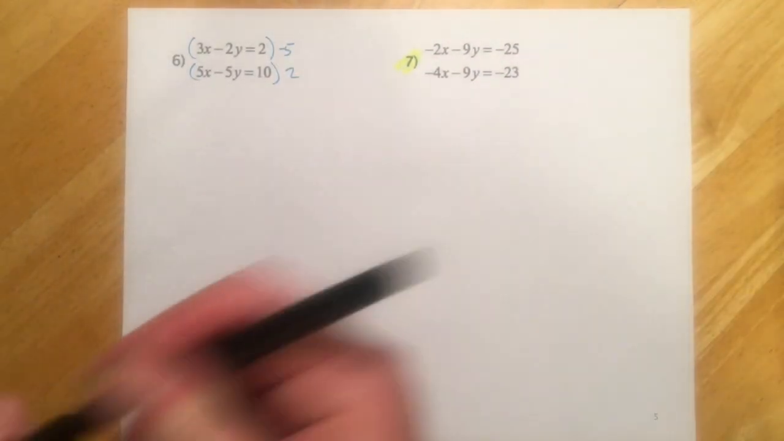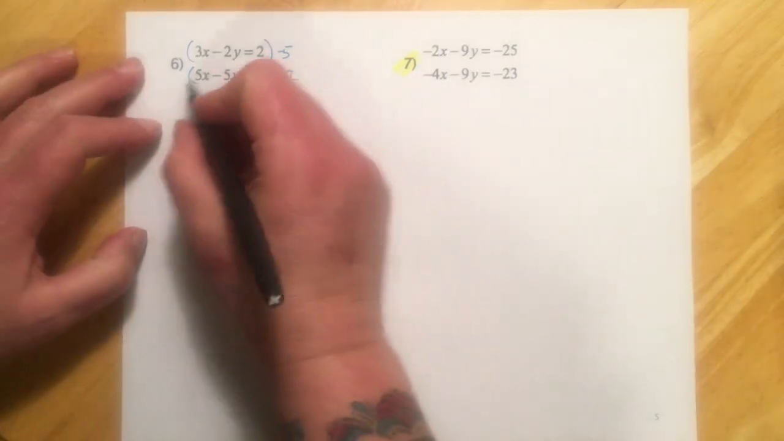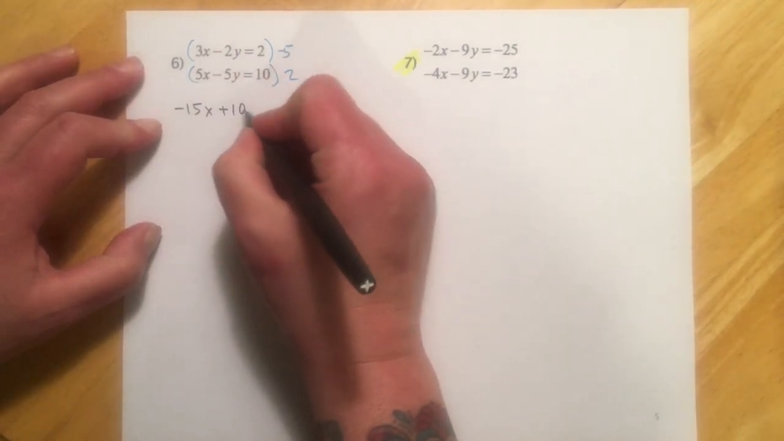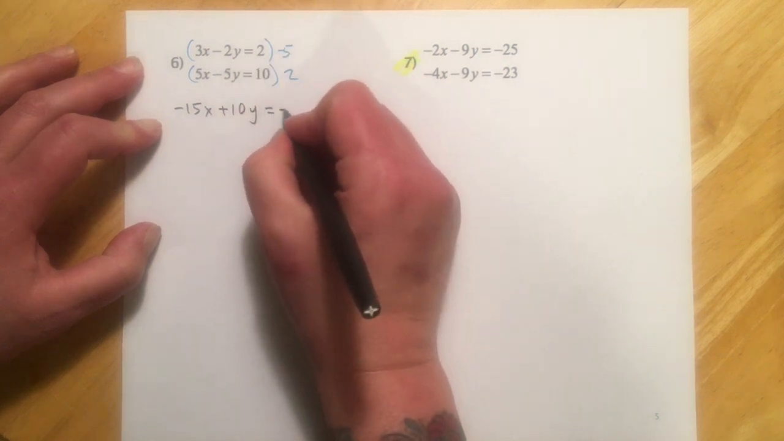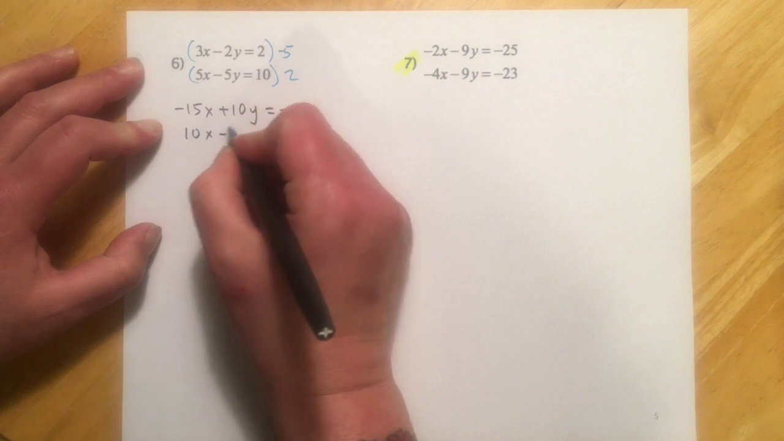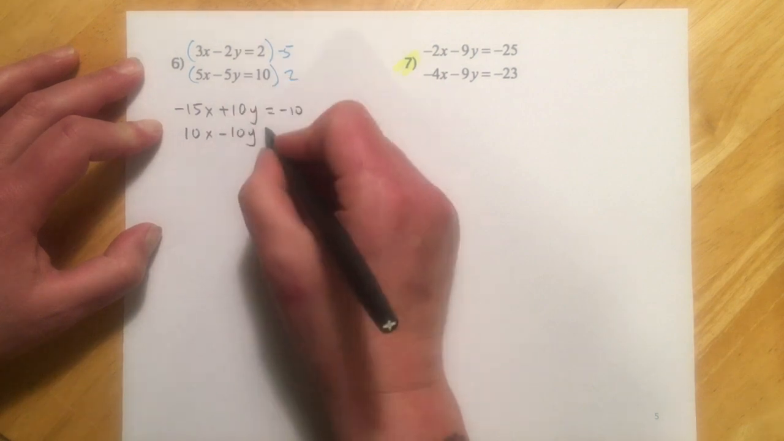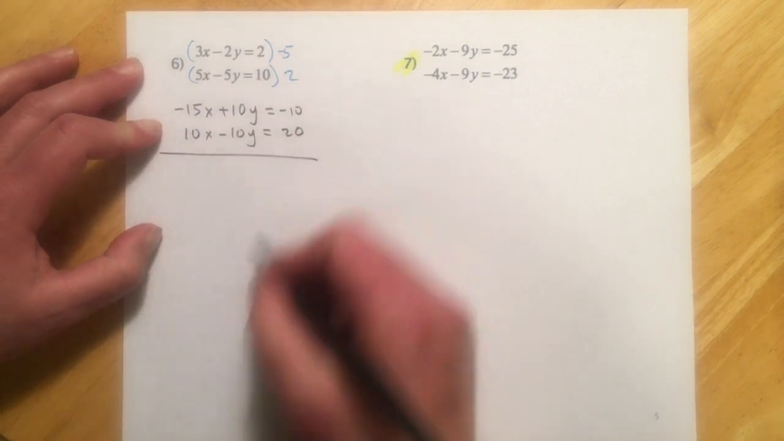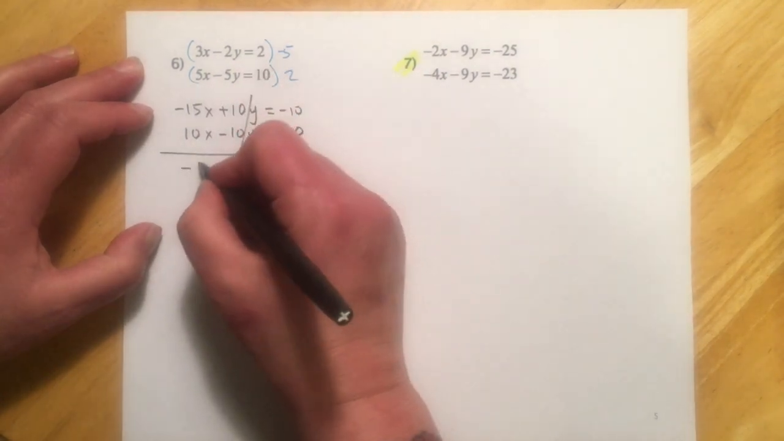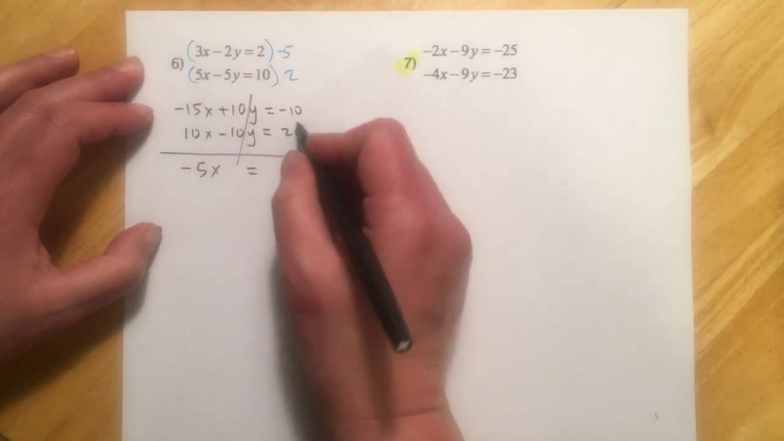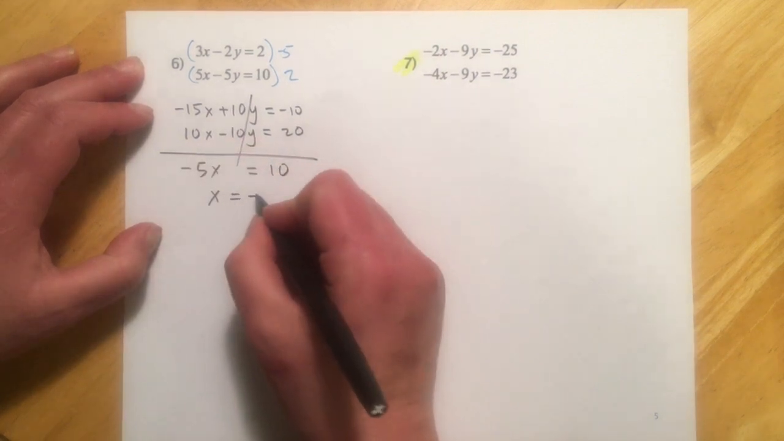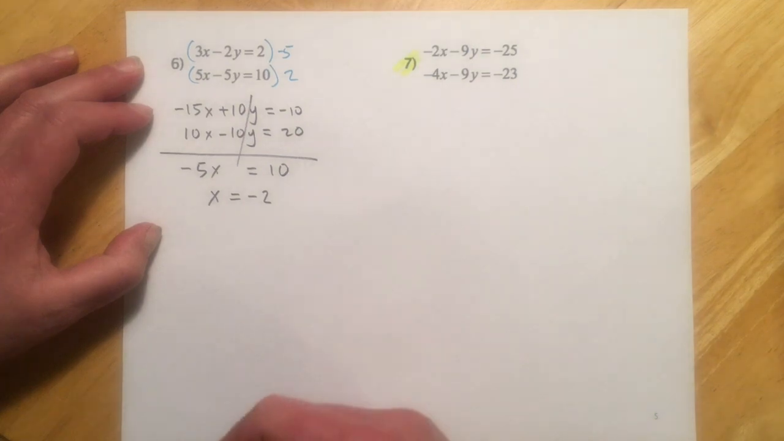That gives us -15x, +10y, and -10 there. Then doing the other one by 2 gets me 10x minus 10y equals 20. Now that I have these set up, I can cancel those out. This will be -5x equals 10, and dividing over, I get x equals -2.